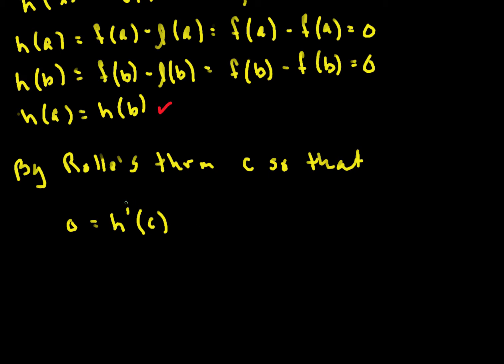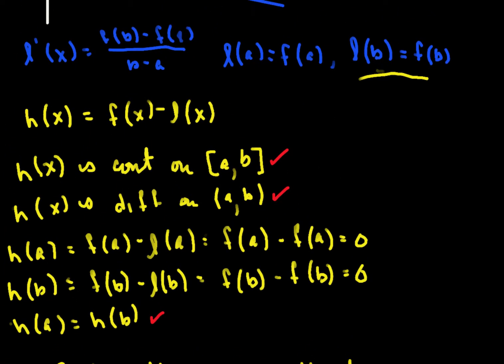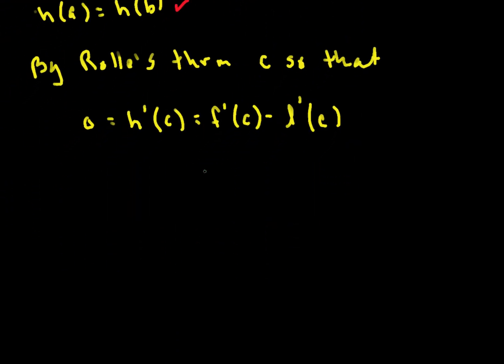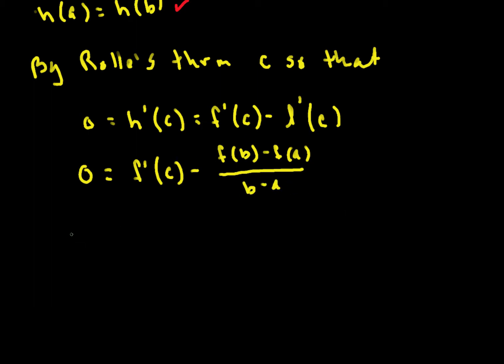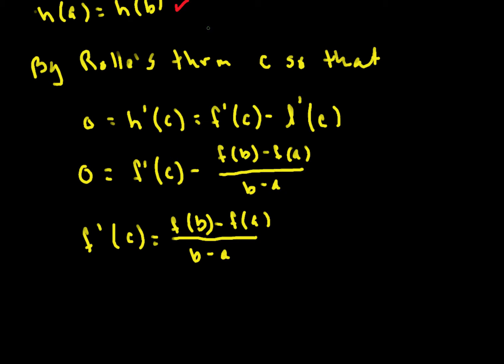Well, okay, what is h prime of c? Well, it is equal to f prime of c minus L prime of c. And L prime, we calculated that up here, is just the slope of the line, f of b minus f of a over b minus a. So that gives me that 0 is equal to f prime of c minus f of b minus f of a all over b minus a, which gives us our solution. Therefore, f prime of c equals that. This is exactly what the mean value theorem says should be true, and by a nice intermediate function, we're able to derive this using Rolle's theorem.